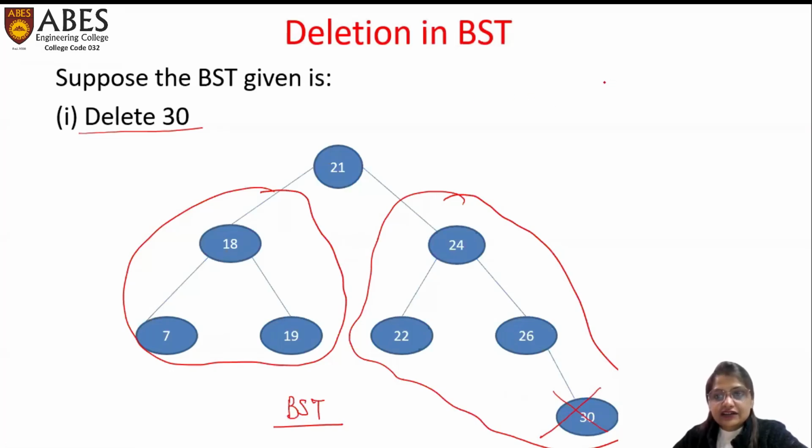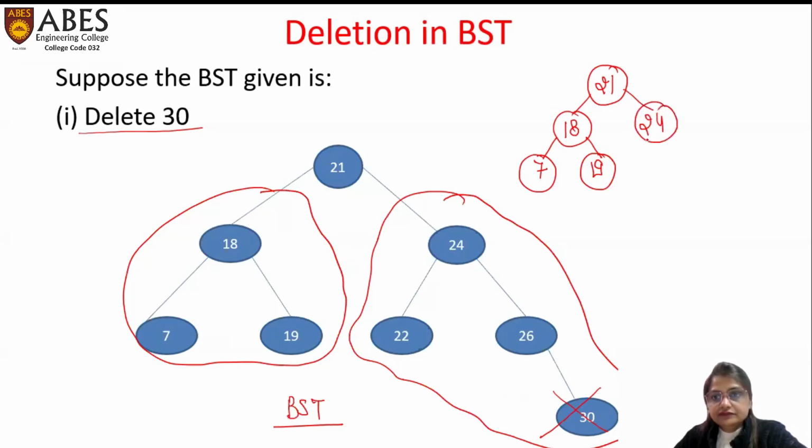Then the resultant tree will look like this: 21, 18, 7, 19, 24, 22, 26. This will be the final resultant binary search tree after the deletion of 30, because 30 does not have a further child. So we can directly remove the edge which is pointed to by 30.